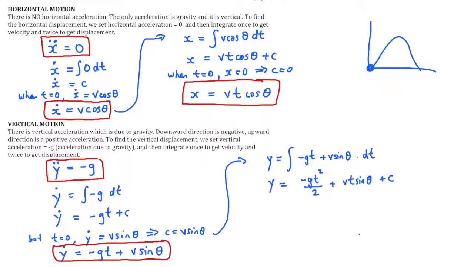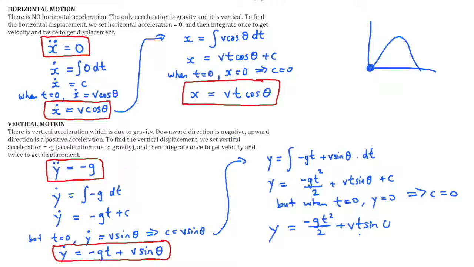Now, we know that at time 0, it hasn't gone anywhere, so y is equal to 0 because it's on the ground still. So when t equals 0, y equals 0, and if I put all of those zeros in, that's going to imply that c will equal 0, which gives me my final statement that y is equal to minus gt squared over 2 plus vt sine theta. And there is another rule.